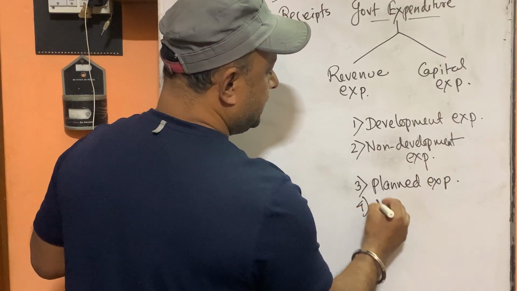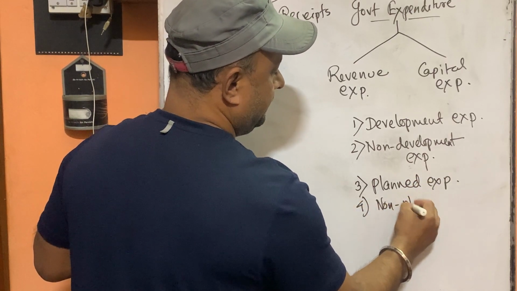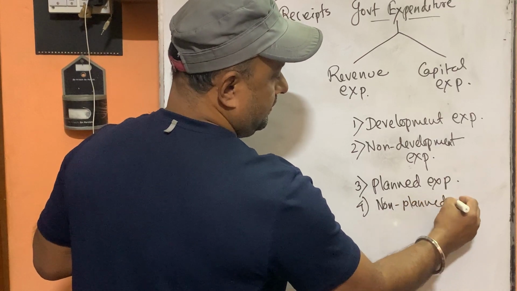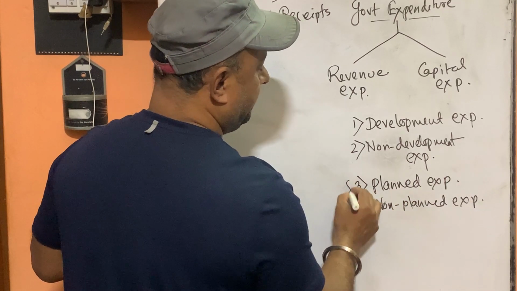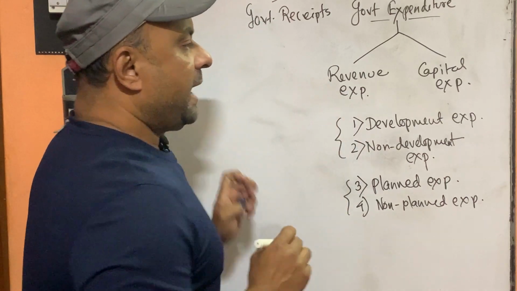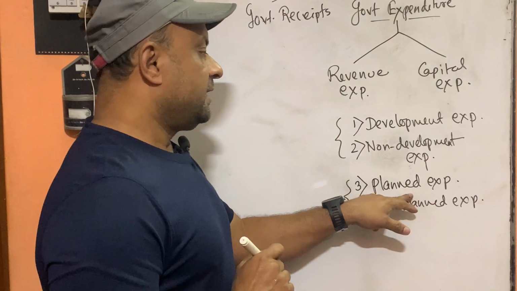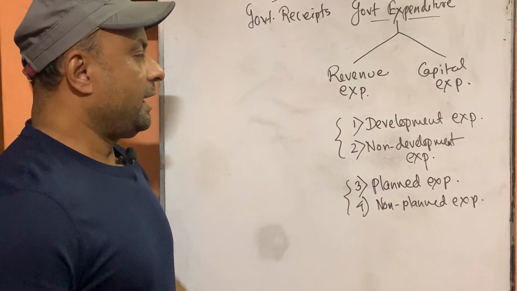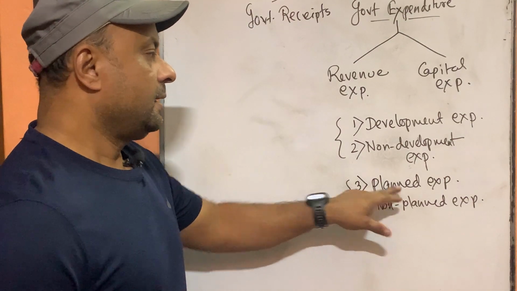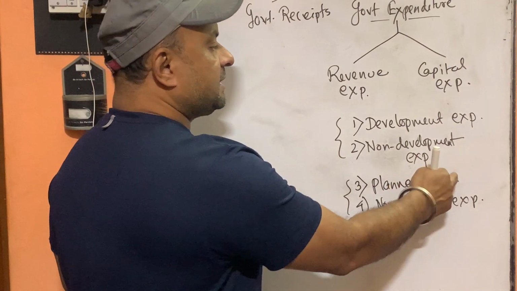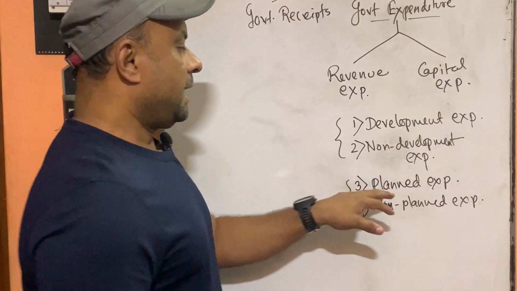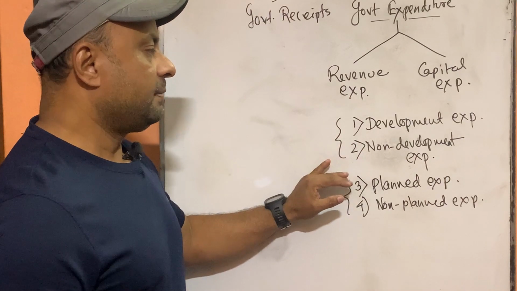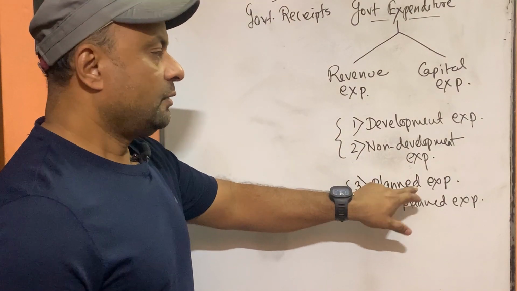And the fourth one is non-planned expenditure of the budget. Planned expenditure means those expenditures which were included in the earlier plan, the earlier one-year plan or earlier five-year plan. This is planned expenditure, or the budget is already included in the current year budget. This is planned expenditure, which is already planned.